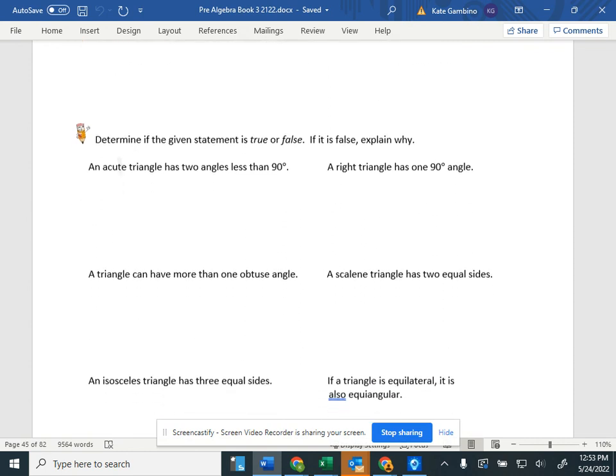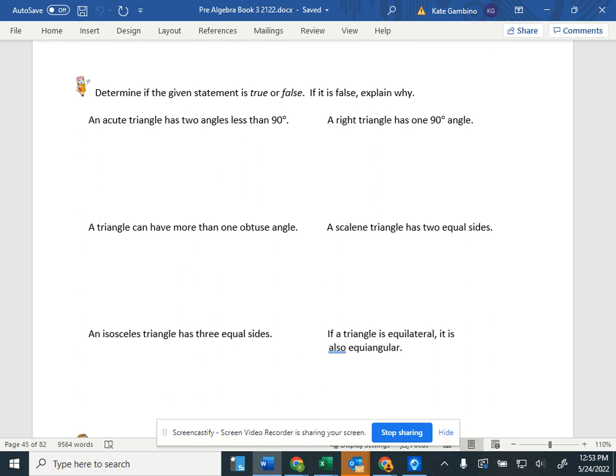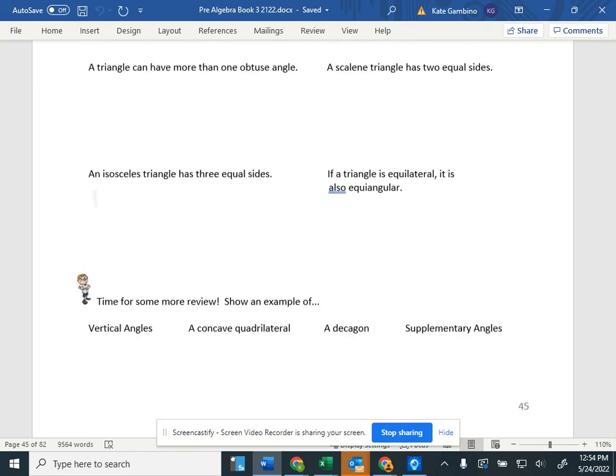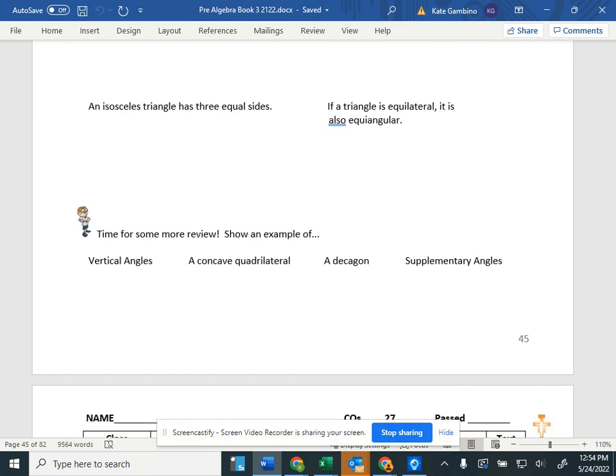Determine if the given statement is true or false. If it is false, explain why. So you have to write out why it is false. And then we have review. Vertical angles, concave quadrilateral, decagon, supplementary angles, just to keep it fresh, because there's all these new terms. So keep it fresh. Any questions on today's work?